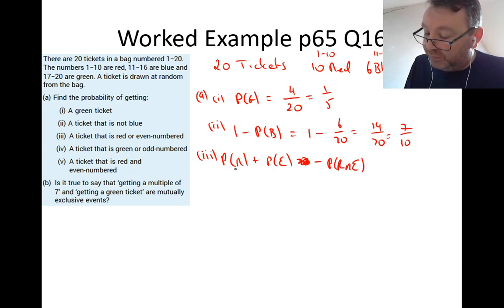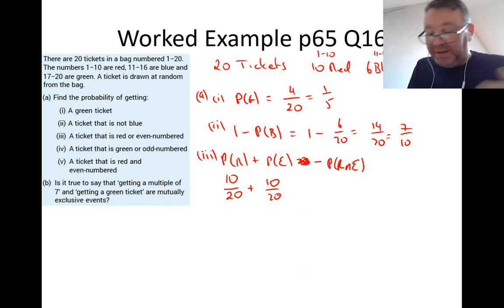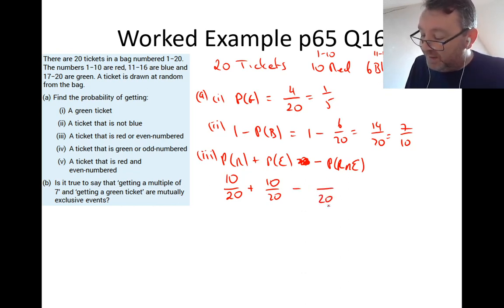Okay, so let's work this out. What's the probability of red? 10 over 20. What's the probability of getting an even number? Well, it's half as well. It's 10 over 20. 10 of the 20 numbers are even. Half of them are even, half of them are odd. Minus the probability of getting a red even number.